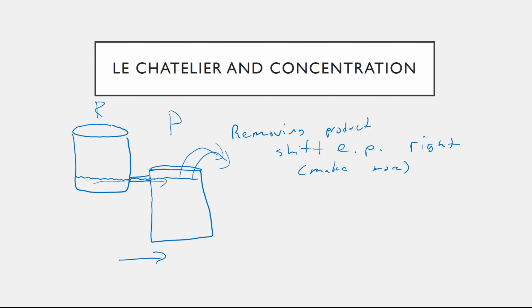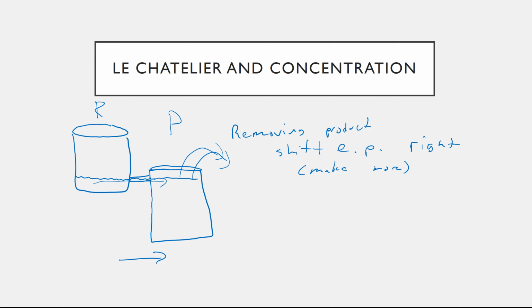So removing product, according to Le Chatelier's Principle, will shift our equilibrium position further to the right so that we make more product to replace what was lost. So the quote-unquote stress of the system was caused by removing product from the system as it's forming. So it's messing with that equilibrium.